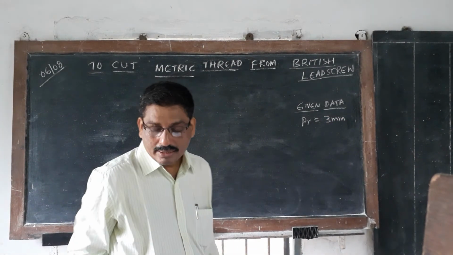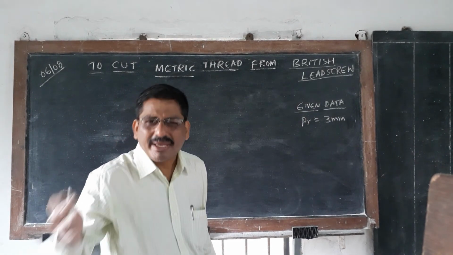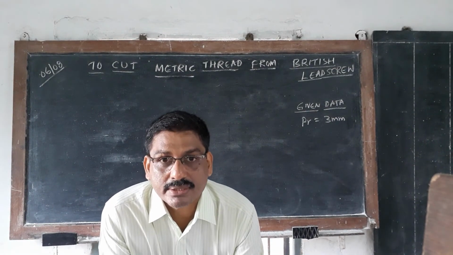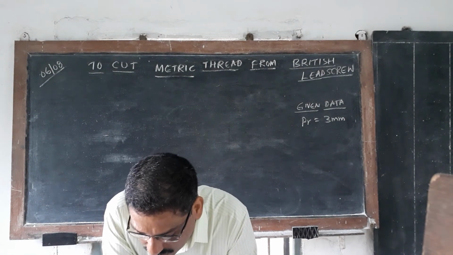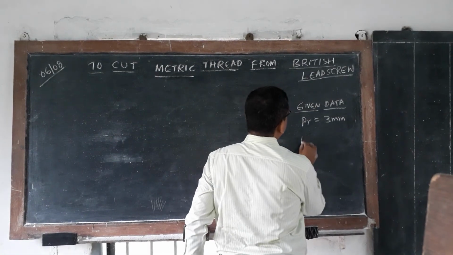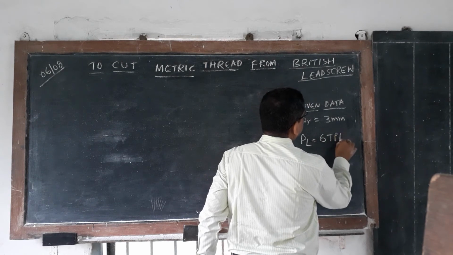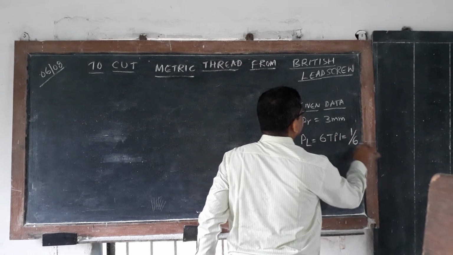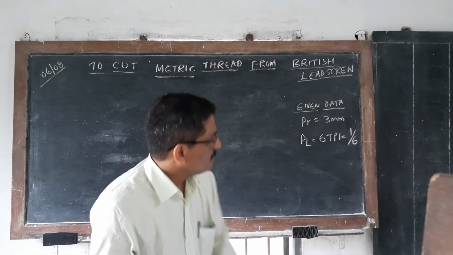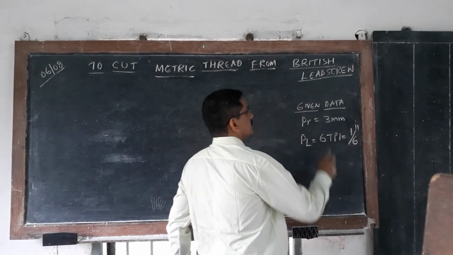Next, the pitch of the lead screw. We will take 6 TPI, 4 TPI, any will come. Okay, no problem, you can't say what the pitch is. 4 TPI is also possible, 6 TPI is also possible. So we'll take 6 TPI now. Pitch of the lead screw, 6 TPI, is nothing but 1/6 inch. If you write inch and mm, it is better. 1/6 is in inch, this is mm.